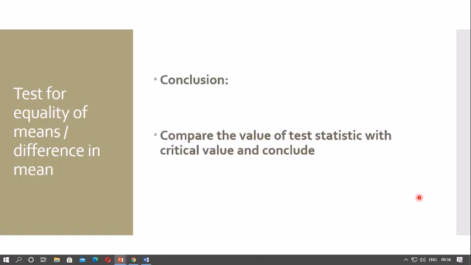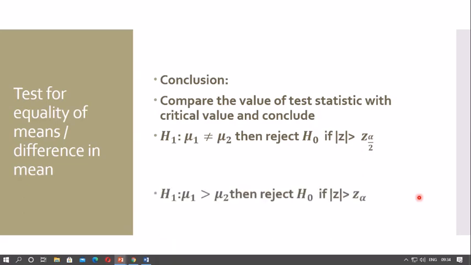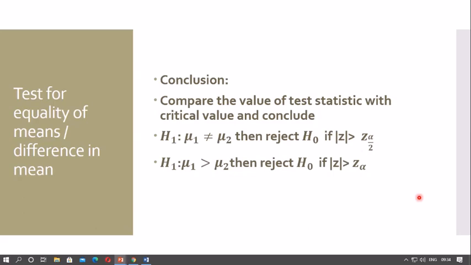Now the conclusion is that you have to compare the value of the test statistic with that of the critical value that we got, and the conclusions can be: H1 mu1 not equal to mu2, then we have to reject H0 if modulus z is greater than z alpha by 2. H1 mu1 greater than mu2, then we have to reject H0 if z is greater than z alpha. And if the alternate hypothesis is mu1 less than mu2, then we have to reject H0 if z is less than minus z alpha. So these are the conclusions. Based on the conclusion, we can arrive at an answer. Okay, so that was the test for equality of means or difference in the mean.